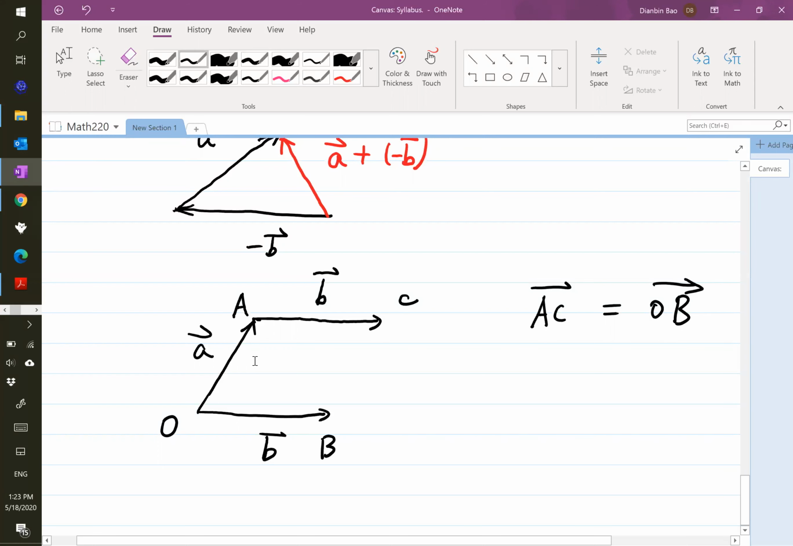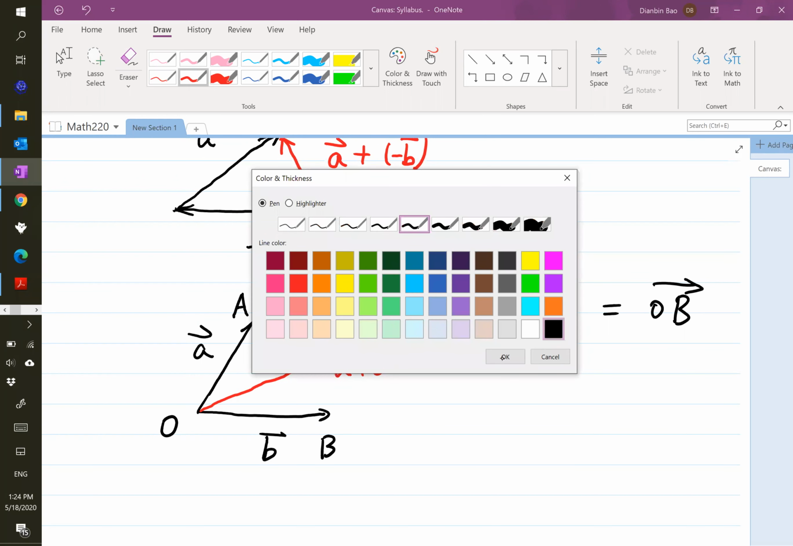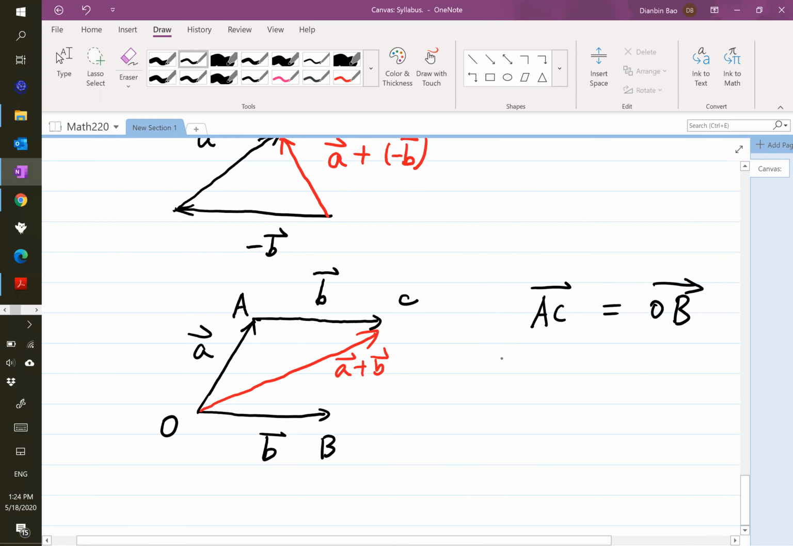So by what we just did, if we add two vectors, we can put head and tail together. So head, tail together, so you see this is again A plus B. Okay, you can add vectors by putting head and tail together, or you can use the parallelogram law. They are equivalent.